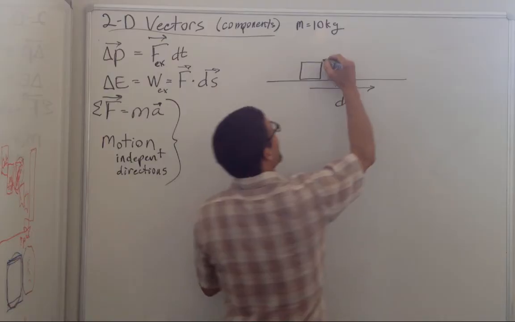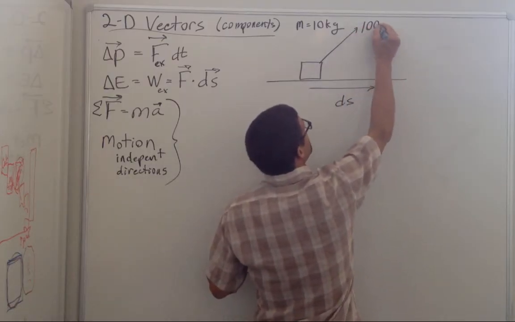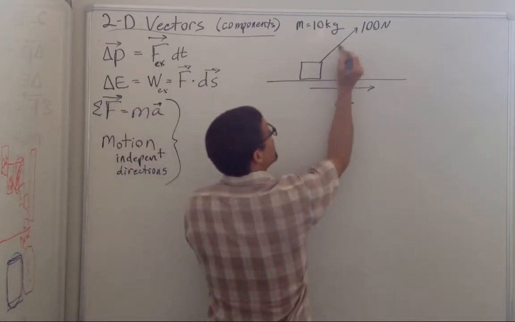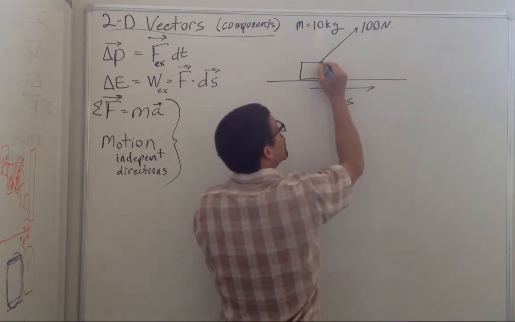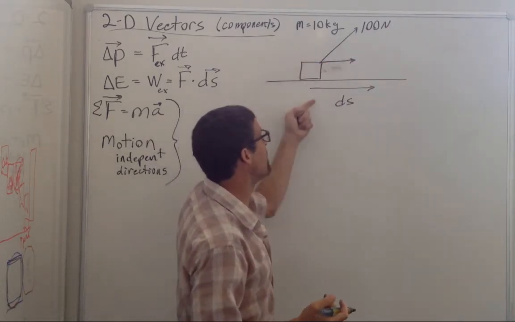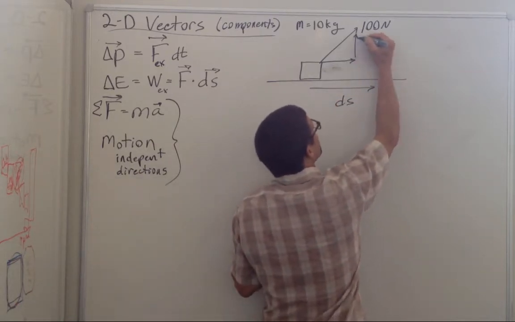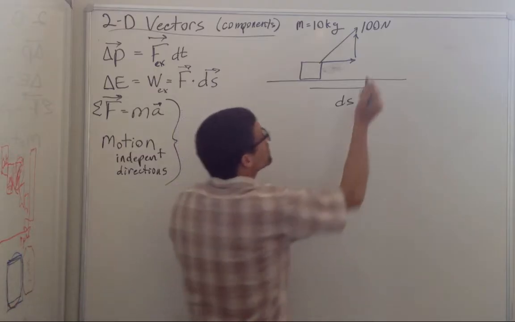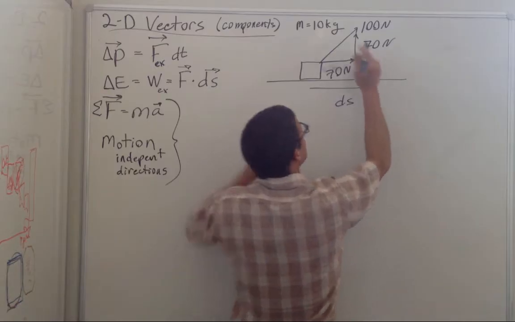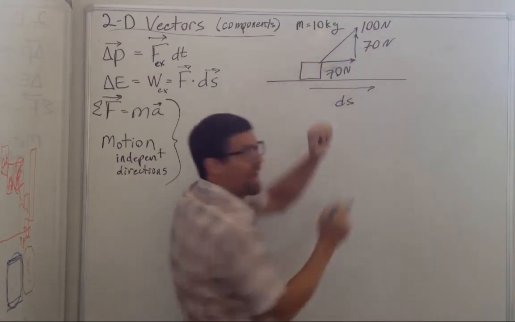But what if I pull at an angle, let's say like this, with let's say 100 newtons? And now what we want to do is recognize that this force vector could be decomposed into a horizontal force that does work because we're moving in the horizontal direction, and a vertical component that doesn't do work. And this would be about 70 newtons, because 100 newtons is a little bit larger than that.